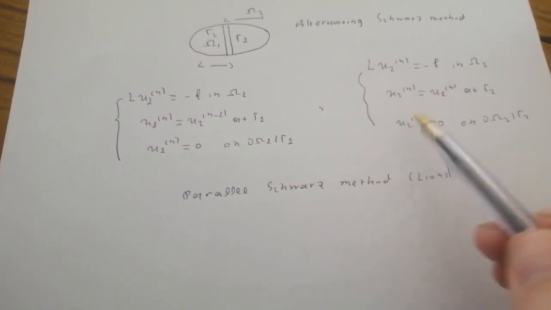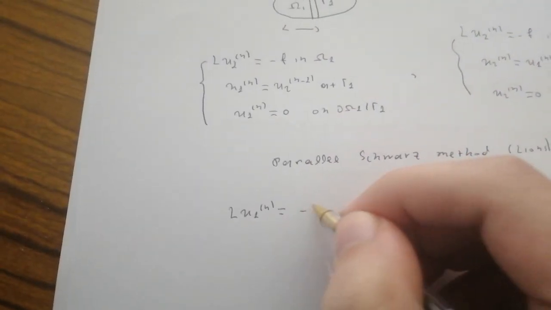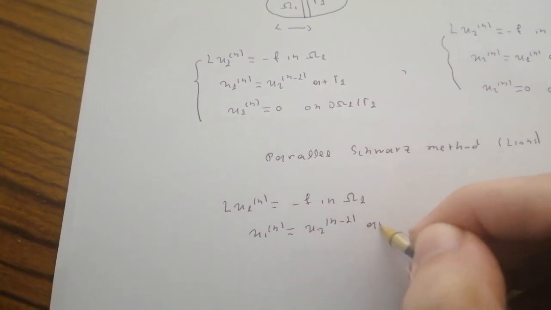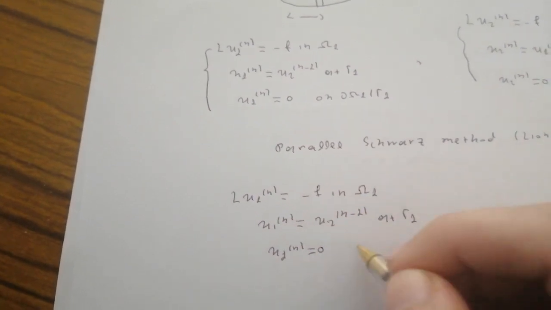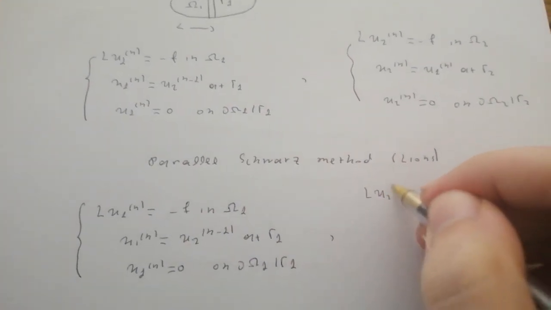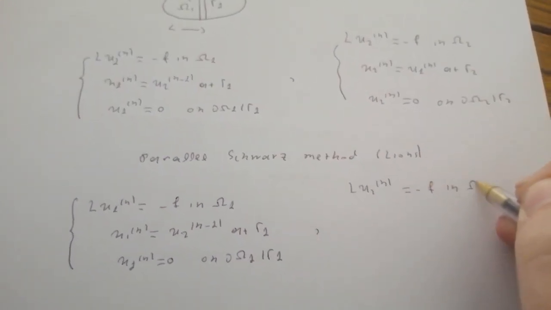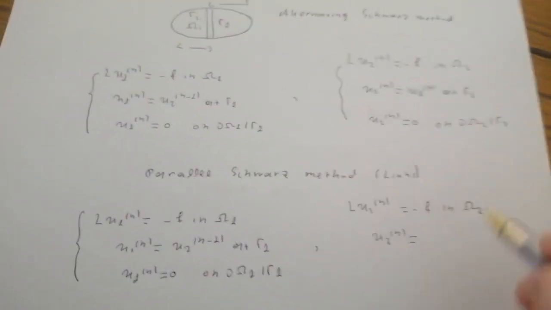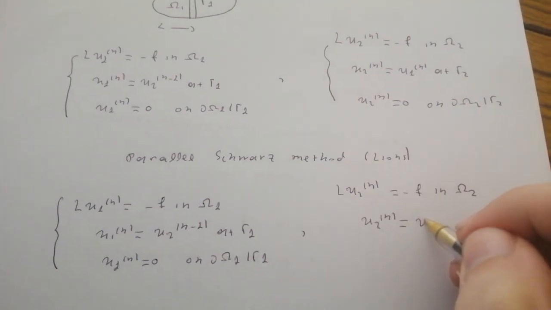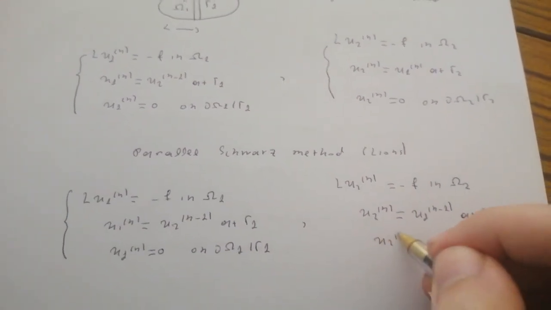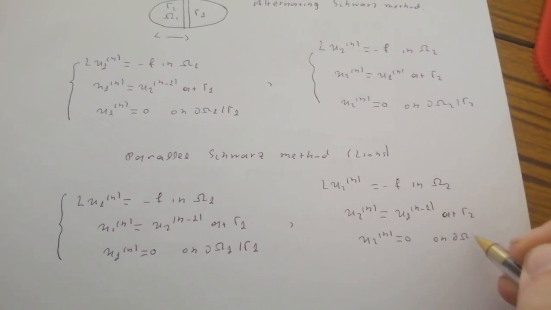And there is a proposition to modify the interface condition at gamma 2 so that we rewrite the algorithm like this. And in the second subdomain we have the other local boundary value problem, and we have that u2 of n is the iteration that we have, and the iterate is u1 of n minus 1, the previous iterate at gamma 2, and u2 of n is equal to 0 on the external boundary.